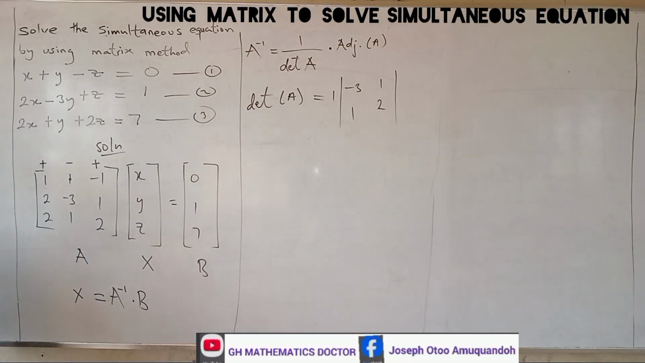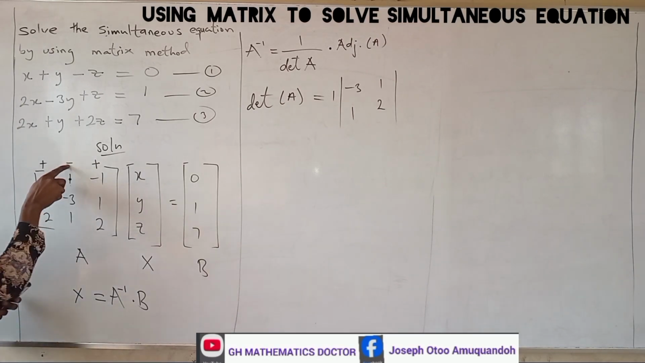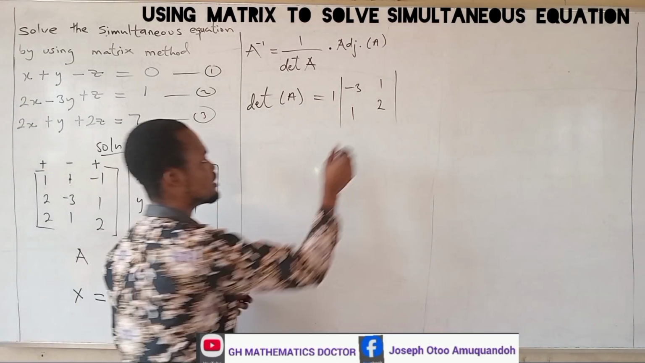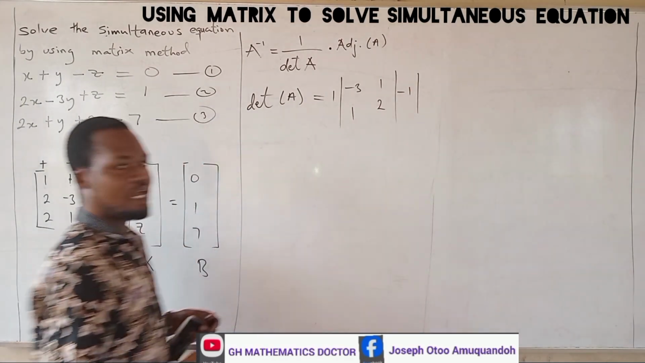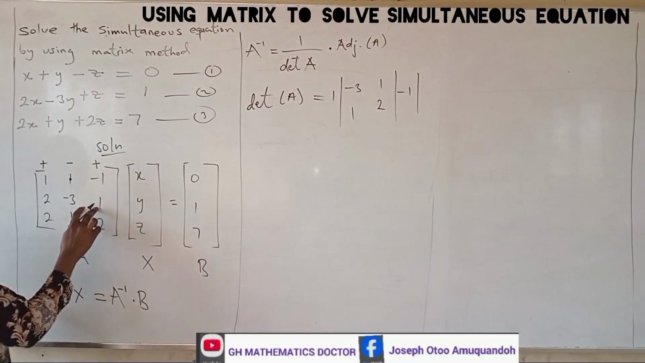We are going to delete its column and its row in this form, leaving this 2 by 2 matrix. So 2, 2, and 1, 2. And the cofactor is negative with the 1. So we have negative 1. And the 2 by 2 matrix is 2, 2, 1, 2.